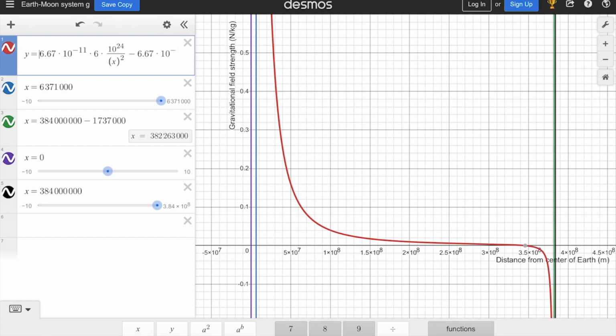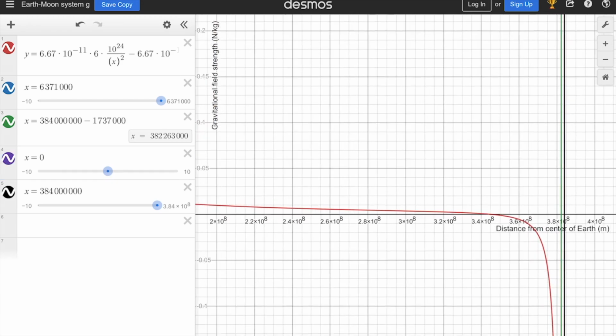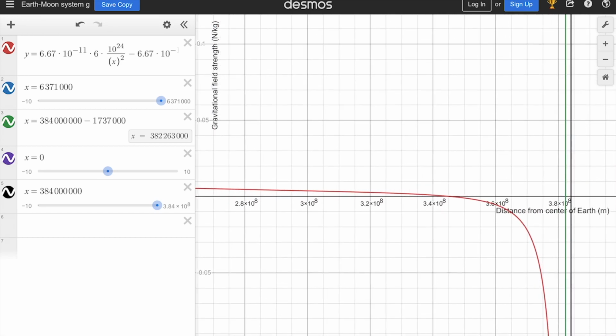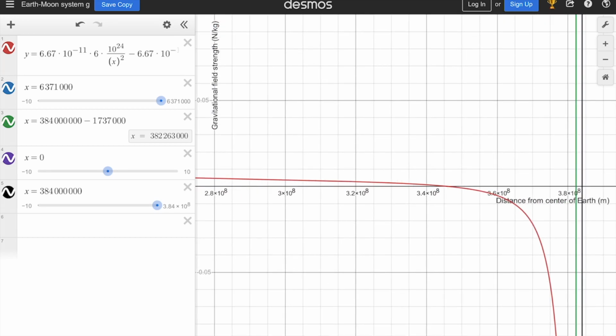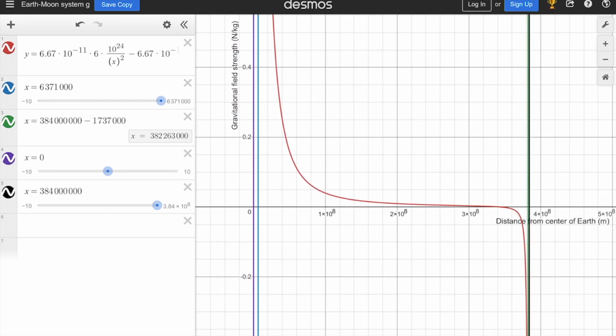So if I don't graph the magnitude, but take into account the direction of G, so it's positive when it's pointing towards the Earth, and negative when it's pointing towards the Moon, we get this nice curve. You can see how we start on the surface of the Earth, G decreases, and then it becomes 0 at this point, and then it starts becoming negative because now it's pointing towards the Moon, and that's a nice graph.